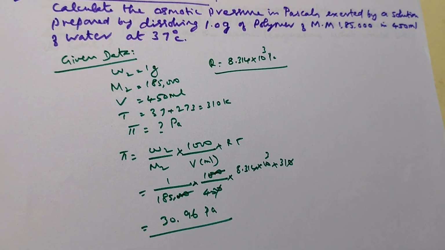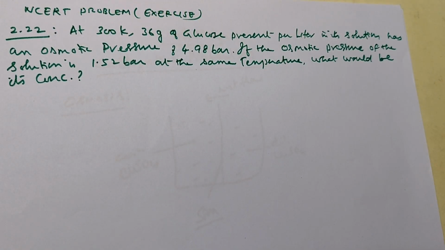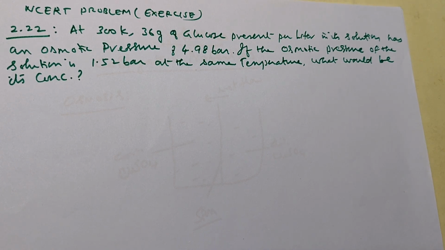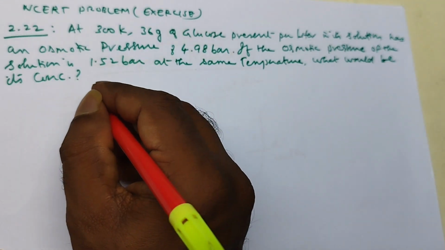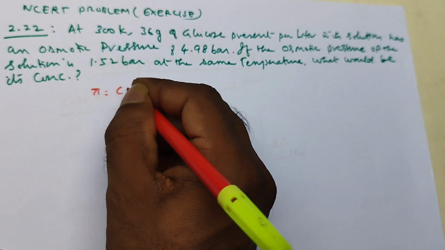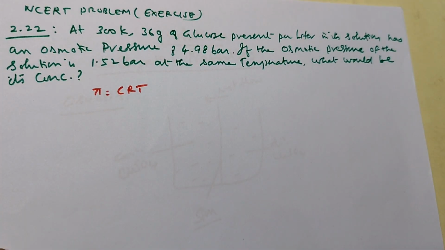Okay. Yes. Now we work out the NCERT exercise problems. That is 2.22. At 300 Kelvin, 36 gram of glucose present per liter in its solution has an osmotic pressure of 4.98 bar. The pressure is expressed in bar here. If the osmotic pressure of the solution is 1.52 bar at the same temperature, what would be its concentration? They are asking. So you have to write the formula for this case. Pi is equal to CRT. This is the formula for this one.